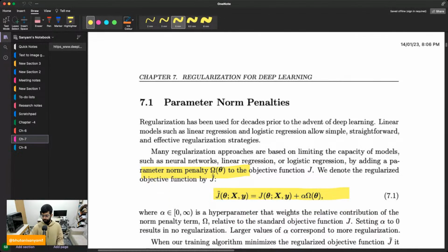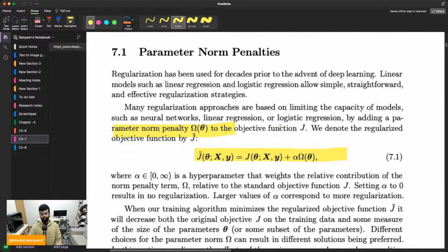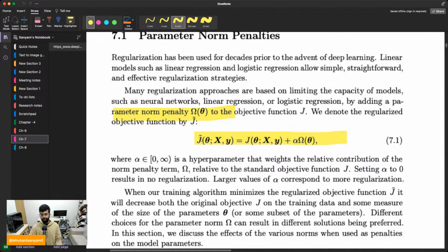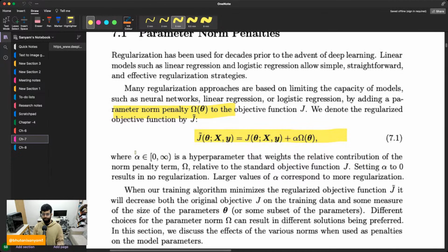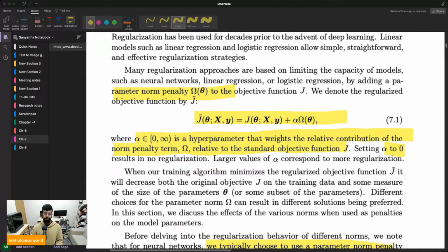This is Omega. I promised I'd point out Omega once it comes up. This symbol looks like a headphone, but this is how you write Omega. This is how you denote the parameter norm penalty: omega of theta added to the objective function J. Basically, when you're training, you modify the cost function so it becomes J tilde. You write a tilde symbol on top of it, and you just add alpha times the omega function. Alpha is a hyperparameter that weighs the relative contribution of the norm penalty term, omega, with respect to J. When you set alpha to 0, that means you're doing no regularization. And if you set it to 1, you're being very strict.